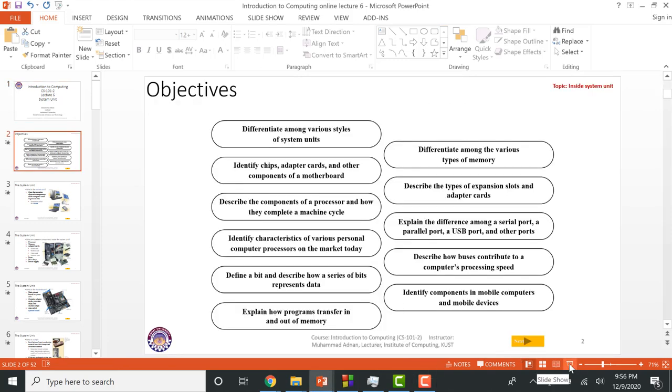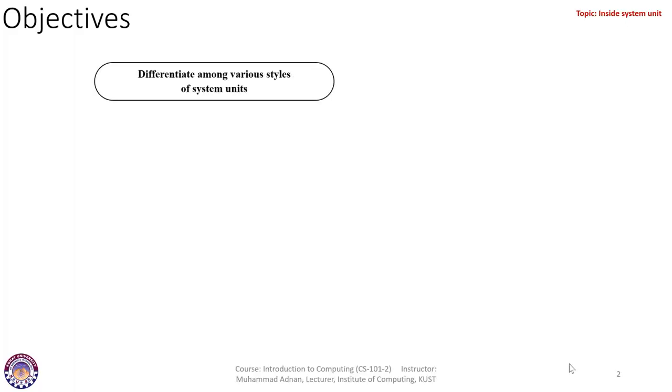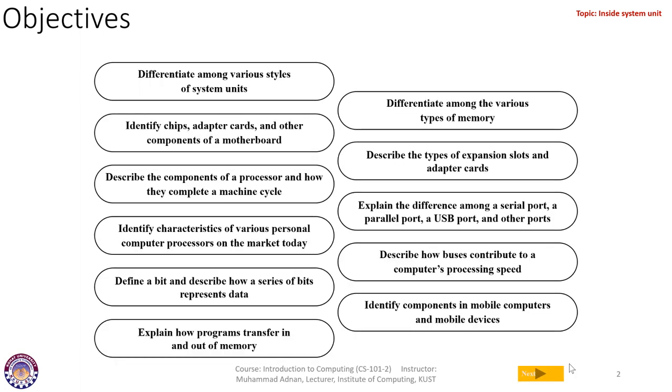Yes, so our objectives for this lecture are: we are going to differentiate among various styles of system unit, and then we are going to identify chips, adapter cards and other components of a motherboard. We are going to describe the components of a processor and how they complete a machine cycle. So we are also going to discuss what a machine cycle is. We are going to identify the characteristics of various personal computer processors on the market today.